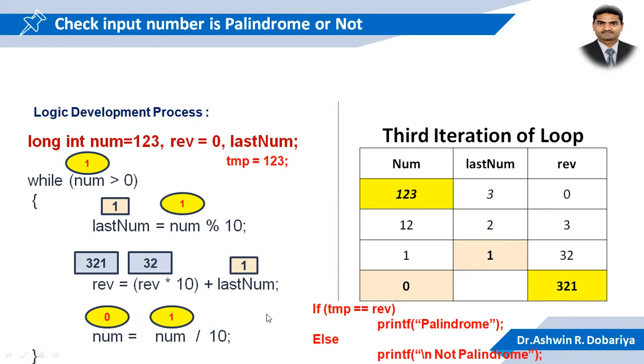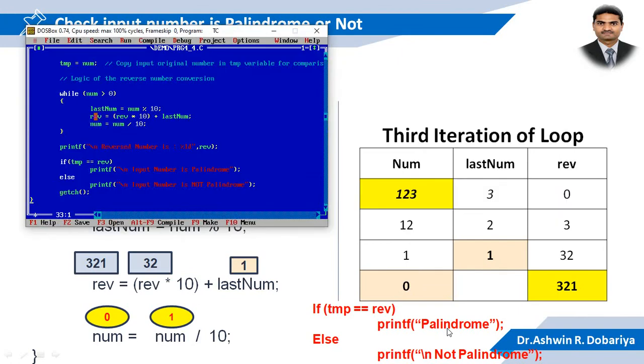So what is the next logic of this program? Here we have to compare the original value, which is available in the tmp variable, with the reverse. If the original number and the reverse number are both equal, then the output is palindrome, otherwise not palindrome. This is just one additional logic we have to write in this palindrome program. First we convert the original number into its reverse, and second we compare the original number with the reverse number. If both are equal, then it is a palindrome.